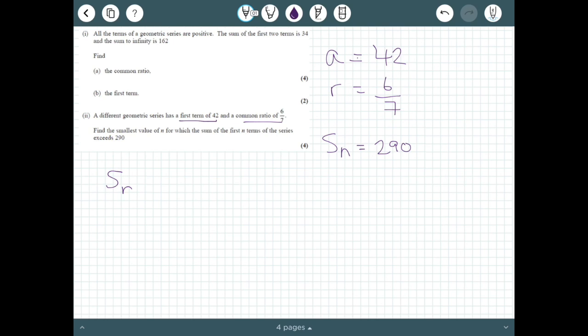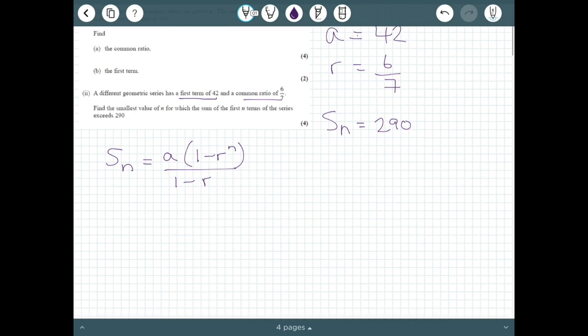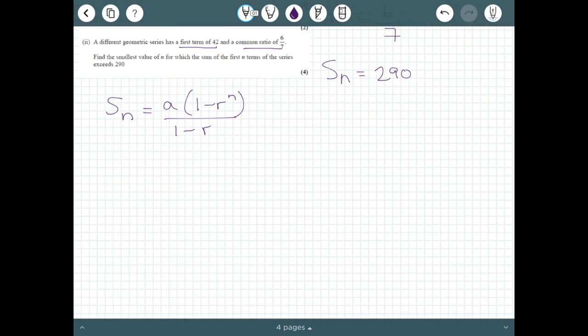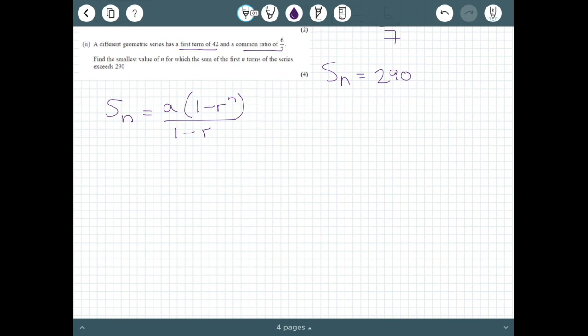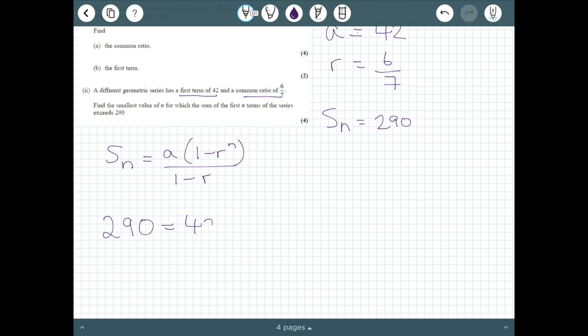Now again, looking at your formula book, you're going to have S of n, the sum of n terms, is the same as a bracket 1 minus r to the power of n, all over 1 minus r. That is the formula that we're going to be using. So just go ahead and substitute in everything that you know. So we know that 290 would be equal to a, which is 42, open bracket 1 minus 6/7 to the power of n, all over 1 minus 6/7.